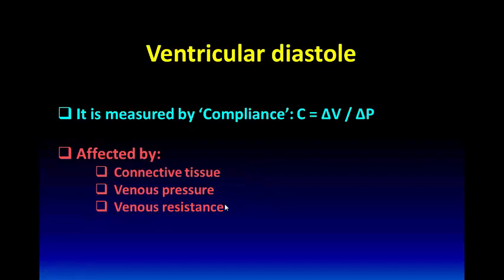Ventricular diastole is measured by the compliance, which is measured by the change in the ventricular volume brought about by change in pressure.